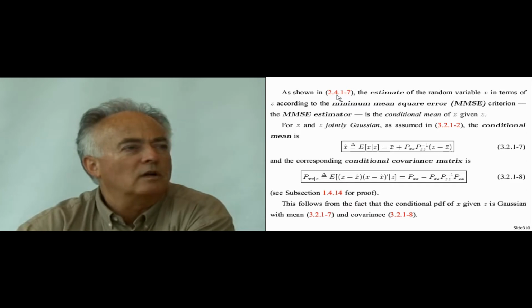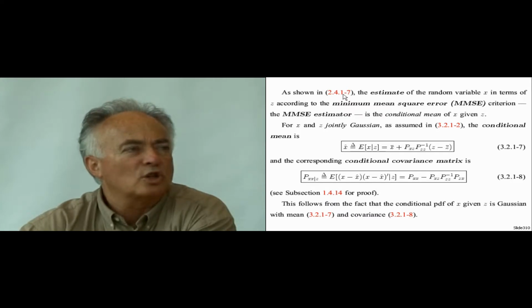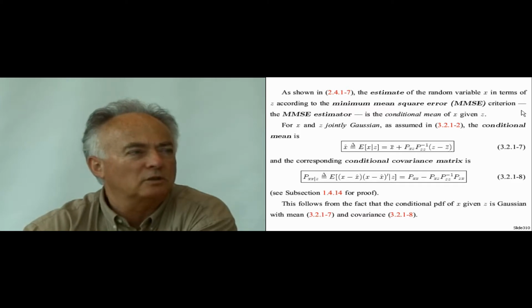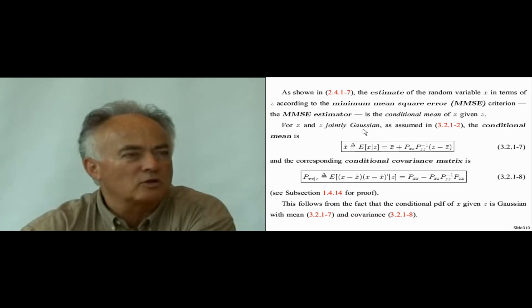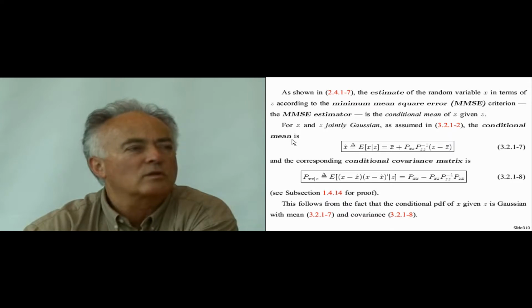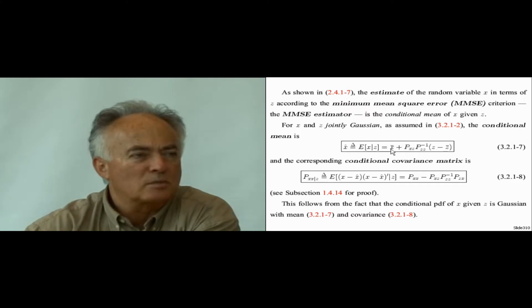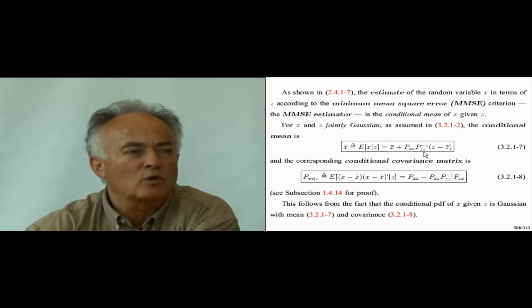We have seen before that the estimate of a random variable x in terms of another random variable z according to the minimum mean square error, the MMSE criterion, and this is the MMSE estimator, is the conditional mean of x given z. Now, if x and z are jointly Gaussian, as we assumed at the beginning of this formulation, the conditional mean, denoting x hat, E of x given z, is x bar, the unconditional mean, plus the covariance between x and z times the inverse of the covariance of z times z minus its mean.